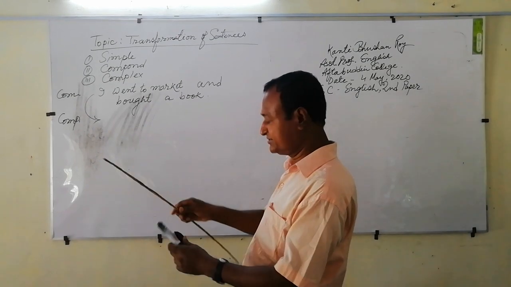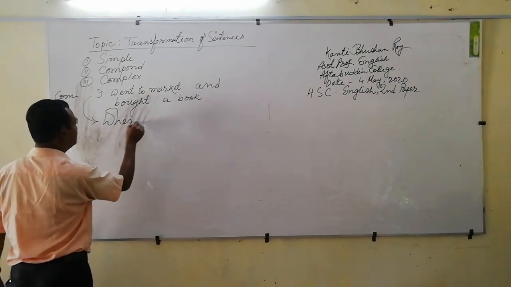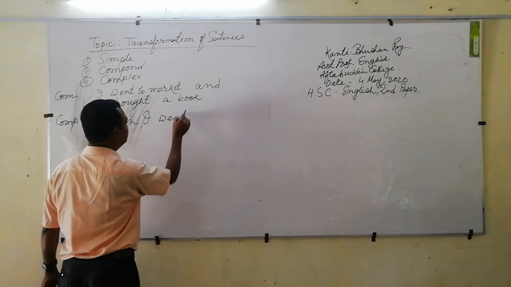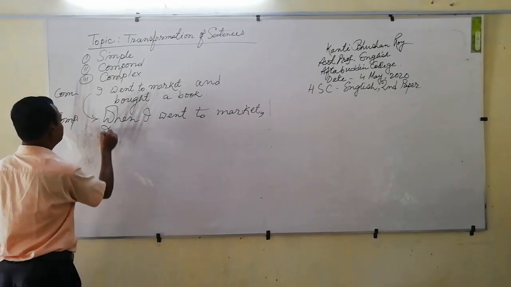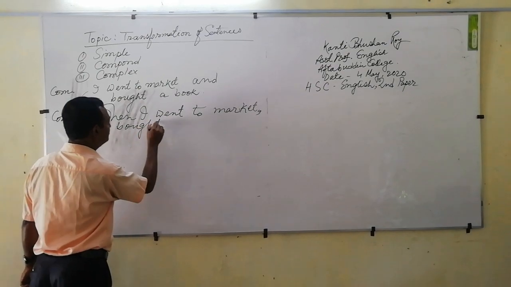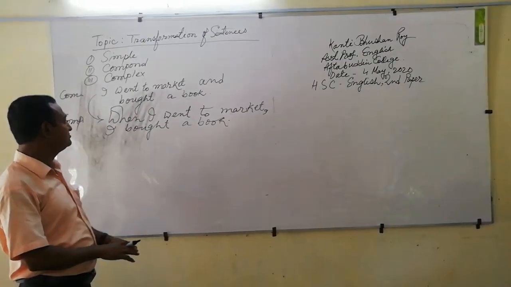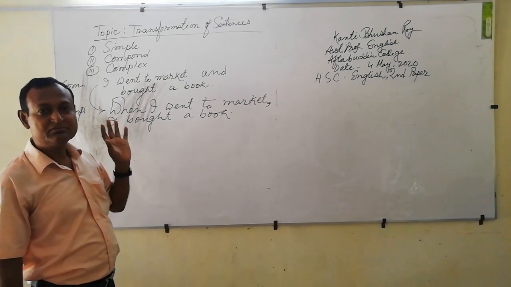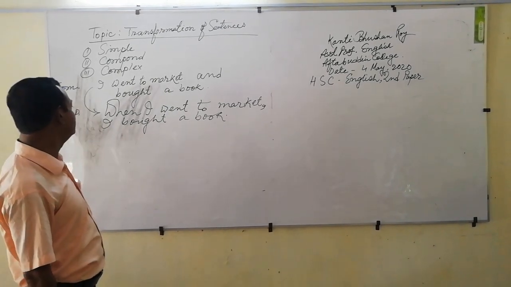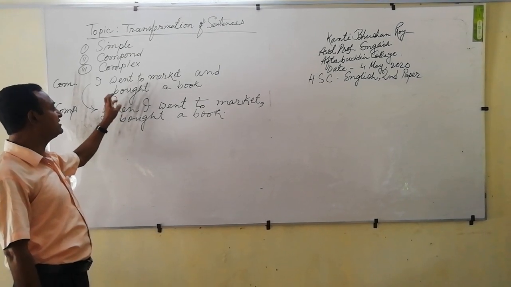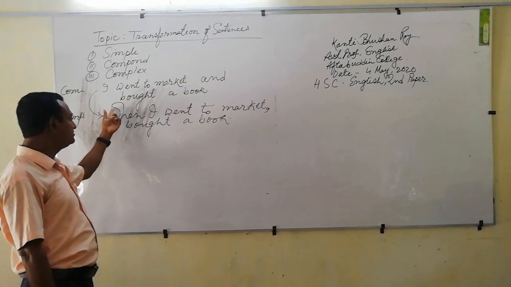And in this complex sentence, this is the complex sentence, when I went to market, comma, I bought a book. This is a complex sentence. What is a complex sentence, you know? There in a complex sentence, you find a subordinate clause, a principal clause. This subordinate clause can be used at the beginning of the sentence, or the principal clause can be used at the beginning of the sentence.